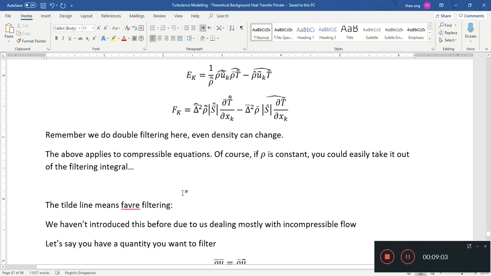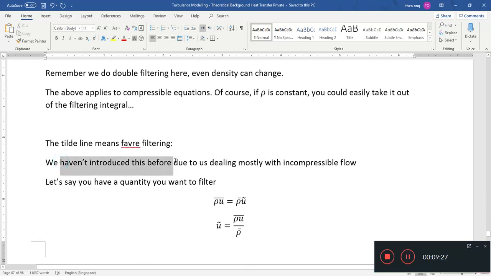Okay, so if you're not sure what the filtering integral looks like, please go and visit the Smagorinsky model videos, the early videos I have on LES. Okay, the tilde here means Favre filtering. It's a way to filter for compressible quantities. Again, I'm not sure if I pronounced his name right, but this is what you do. Okay, so we haven't introduced this before because we were dealing mostly with incompressible flow.